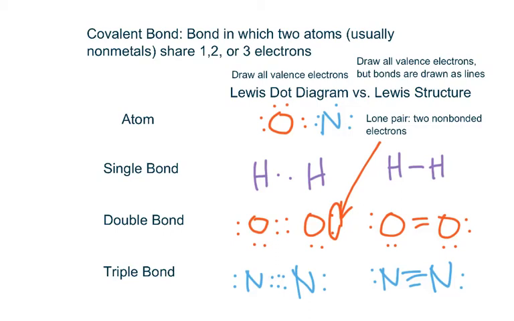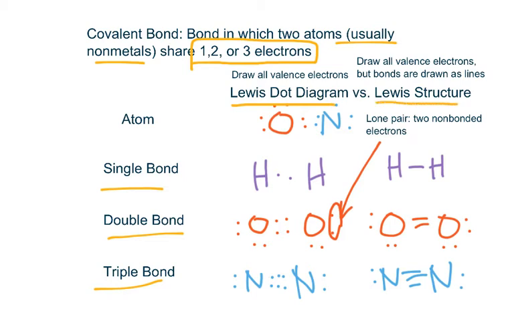Hello everybody. In this video, we are going to talk about covalent bonds. If you remember, covalent bonds are bonds that are formed usually between nonmetal atoms. And in the bond, each atom shares 1, 2, or 3 electrons, as we'll see later. So, before we begin talking about the single, double, and triple bond, let's talk about what Lewis dot diagrams are and what Lewis structures are.